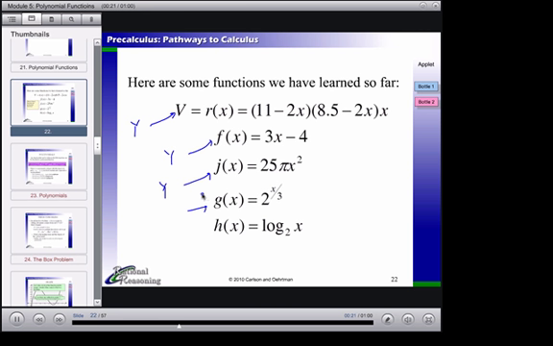Is it a polynomial? No, it's exponential. Exponentials are not polynomials. This one also, this is a log function, so it's not polynomial. So all of these are polynomials. So the question is why? What is it about these that make them this category of functions, polynomial? What do they all have in common?